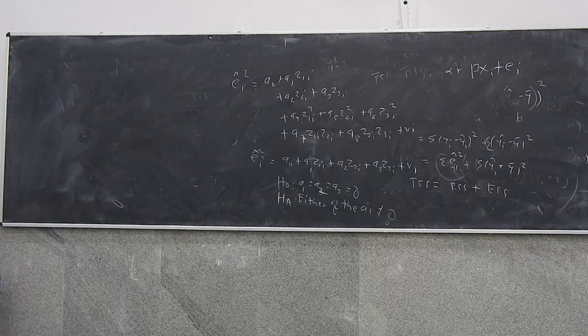So what will be the null? What will be the alternative? A1, A2, A3, A4, A5, A6, A7, A8 are all 0. Again the alternative is that at least one of them is not equal to 0. Right? At least one of them is not equal to 0.